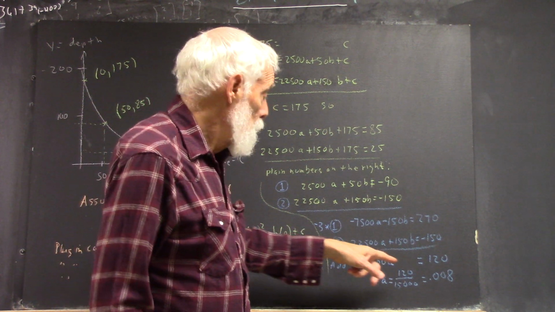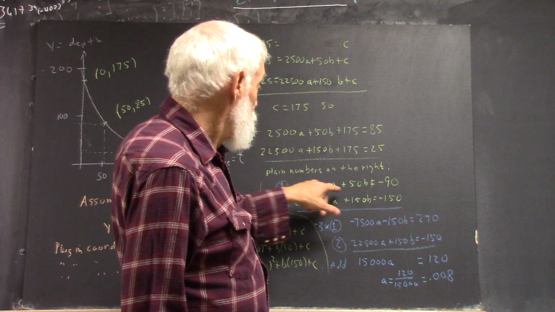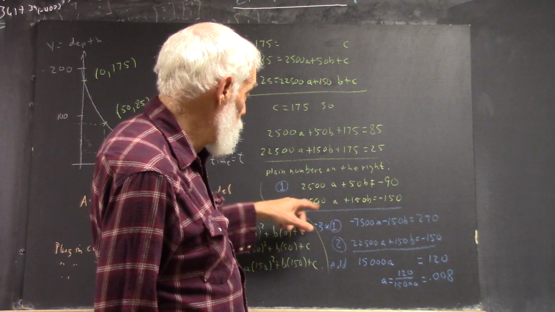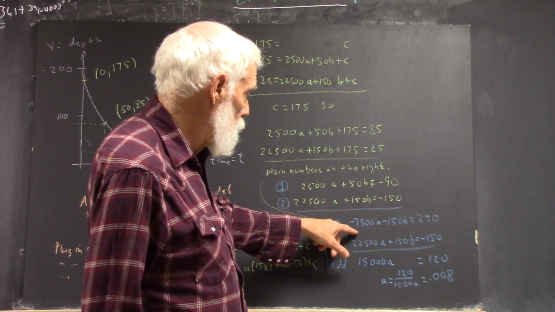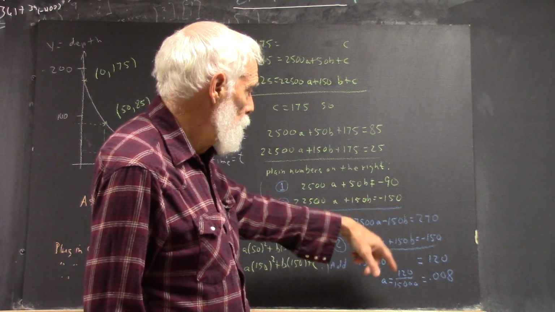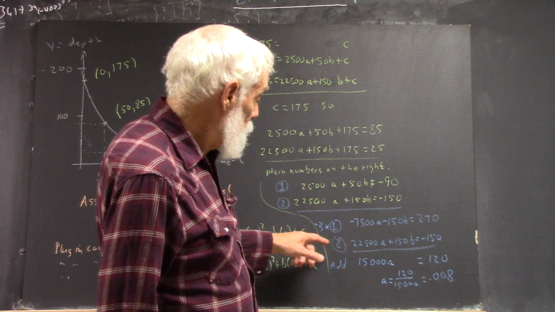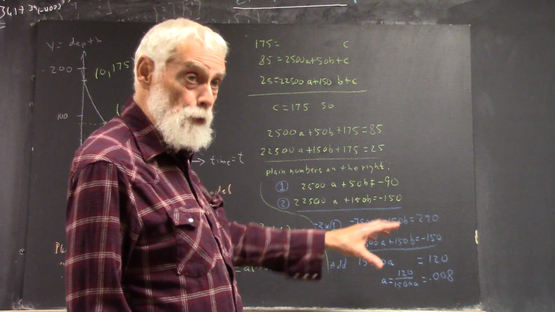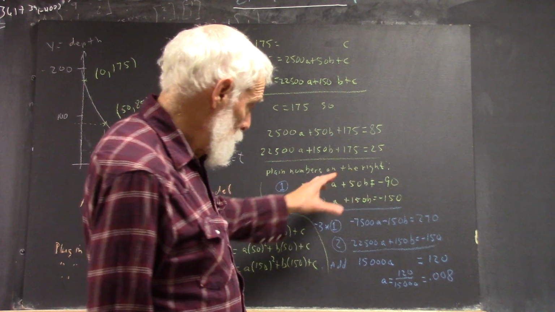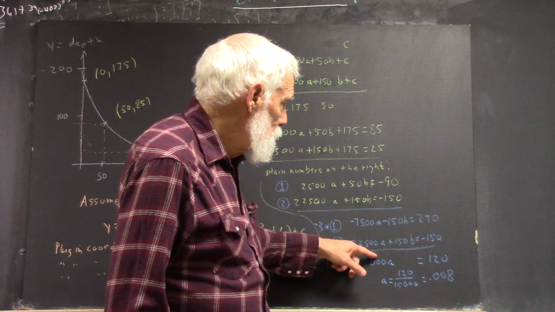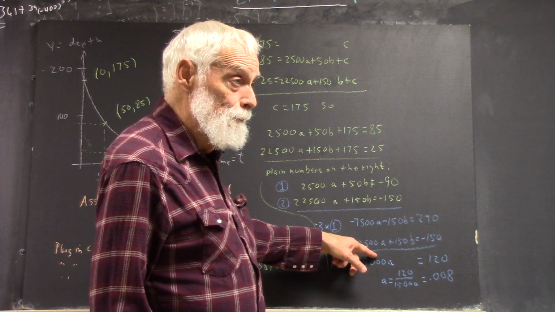I multiply every term in the first equation by negative 3, and of course negative 3 times 2500 is negative 7500, and negative 3 times negative 90 is positive 270. Normally I'd have to multiply the second equation by something too to get it to come out, but I didn't have to do that in this case. So I add these two equations.